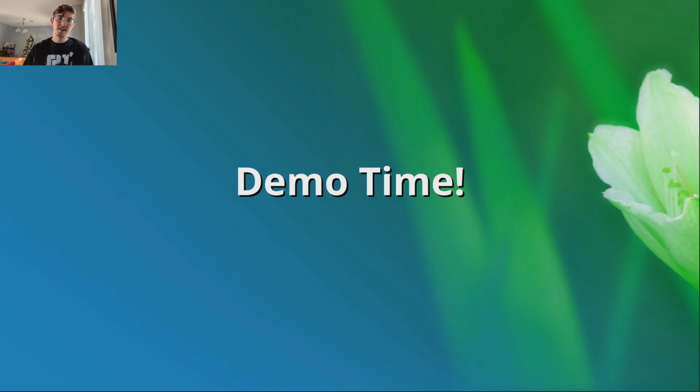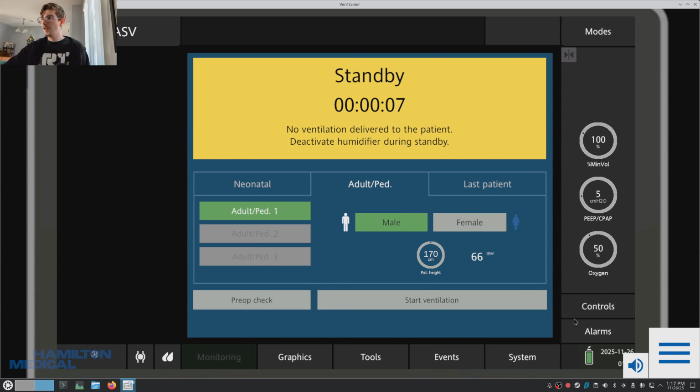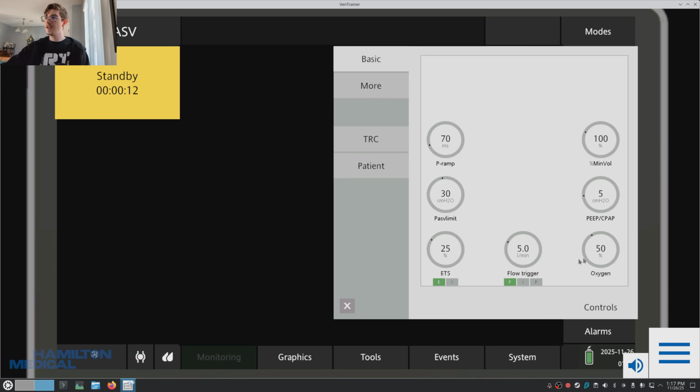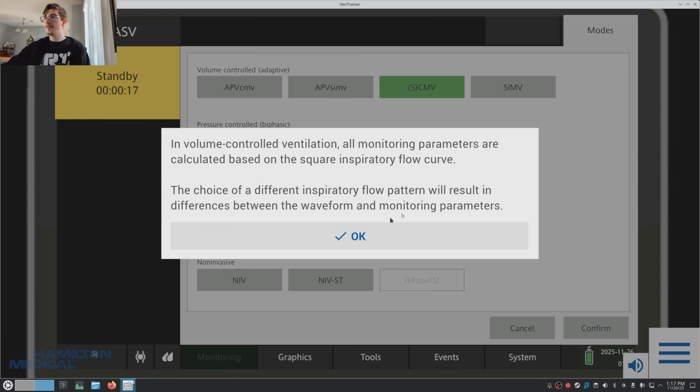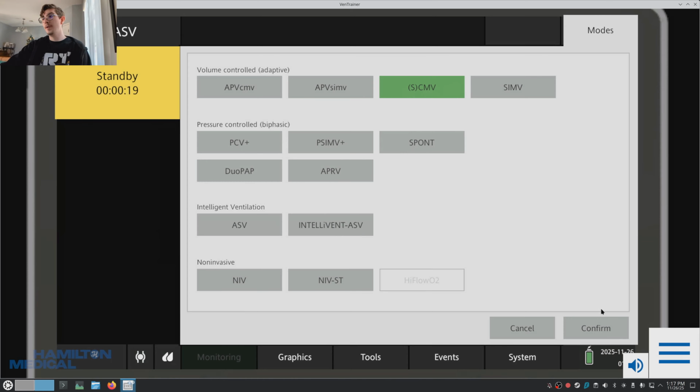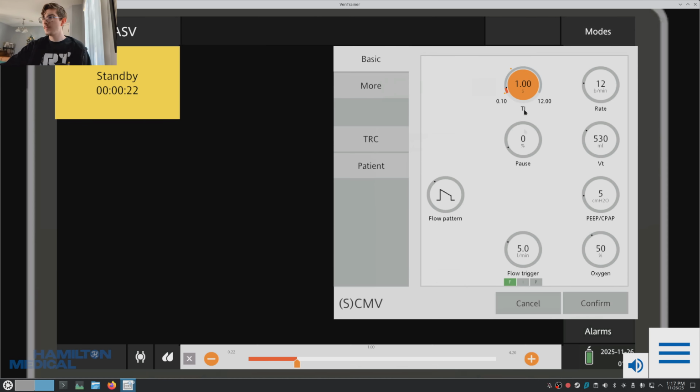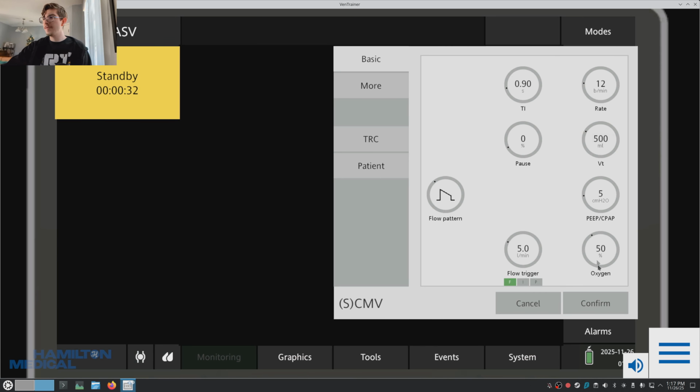Anyway, demo time. As always, I'm going to get into actually visually seeing these modes so we can see what's going on. Okay, so here we have our Hamilton ventilator, Hamilton Ventrainer. Oh boy. So, let's start out with good old-fashioned SCMV, which is volume control. So we're going to start with some pretty bog standard settings. We're going to do a rate of 12, a tidal volume of 500, PEEP of 5, 50% with a 0.9 I time.